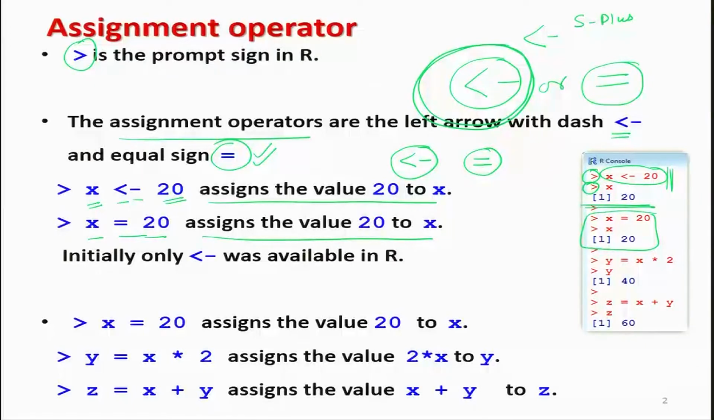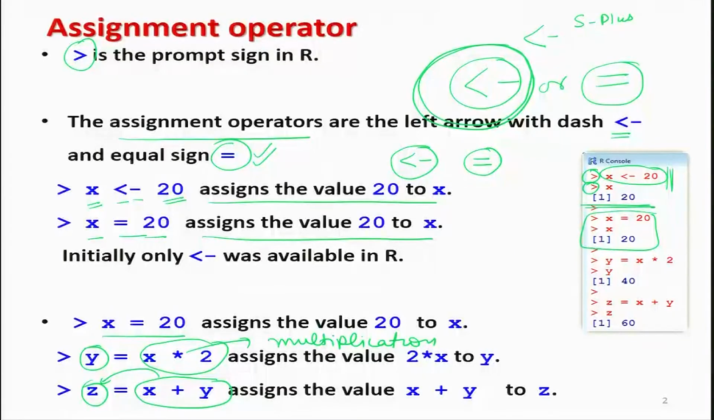For example, if I choose x equal to 20 and then I define a new variable x into 2, because the star sign is the multiplication sign, this 2 into x is going to be assigned to a new variable y, and after that the value of x plus y, which is also a variable, is going to be assigned to a new variable z. So with these three statements I am able to show you that a numerical value can be assigned to a variable as well as a variable can be assigned to another variable.